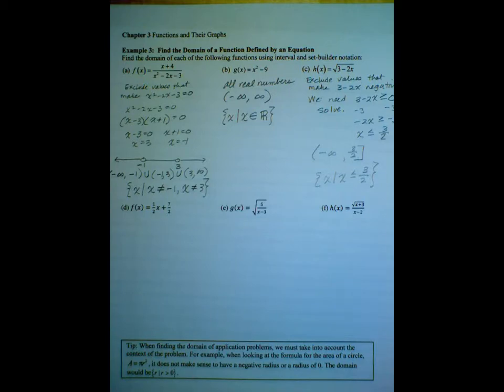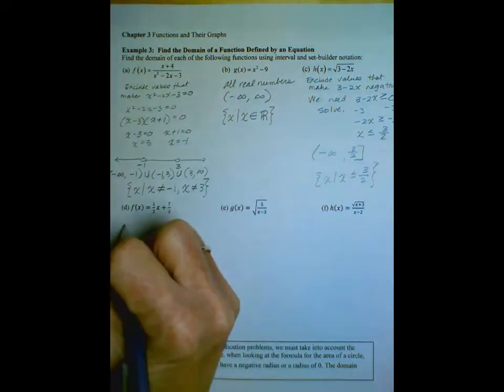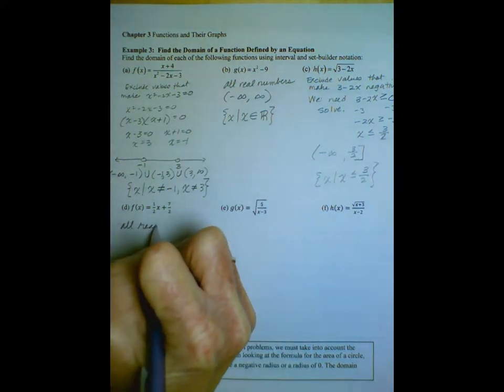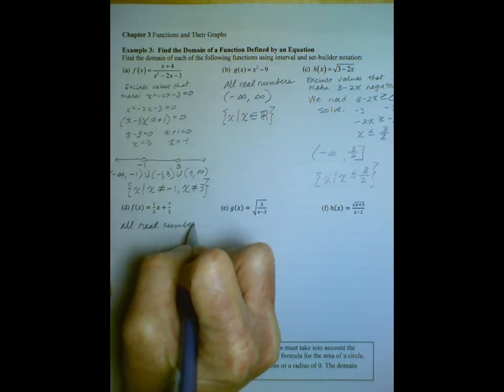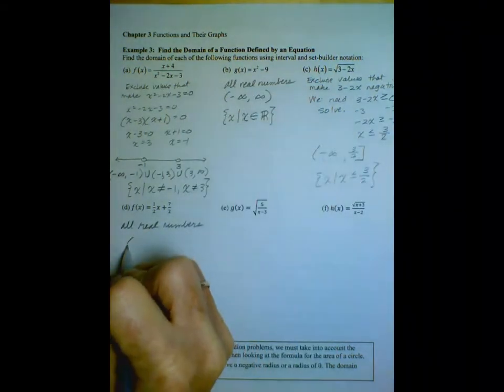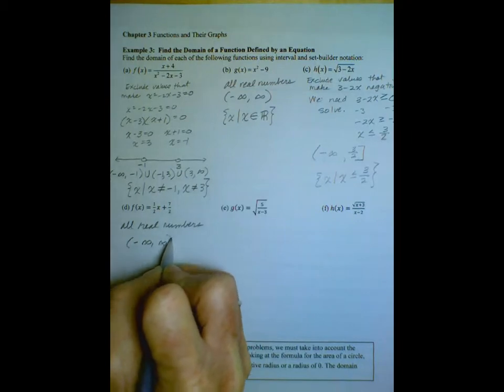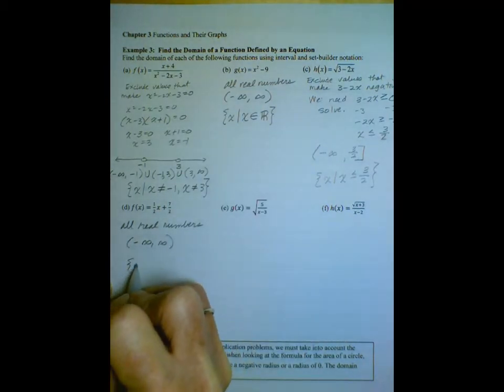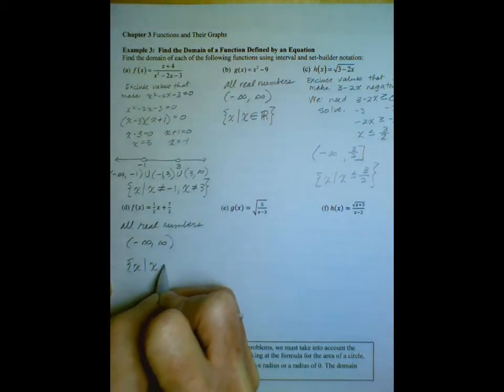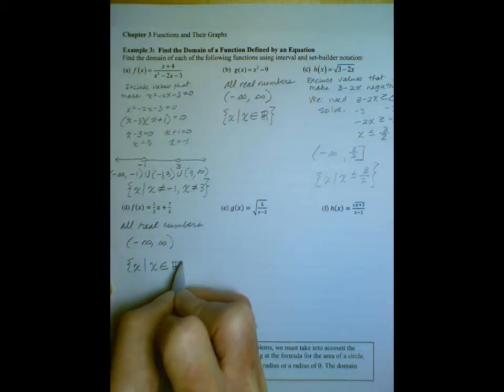If there is a variable in the denominator, there is not. There are denominators, but they are constants. It's 2. It's not variable. If there is a variable under a radical of even index, there is not. So it's all real numbers. Again, just as we did in B, interval notation, negative infinity to positive infinity, set builder notation, the set of all x, such that x is an element of the real numbers.